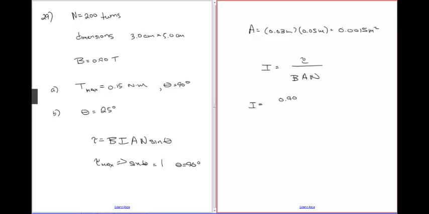The magnetic field is 0.90 Tesla. The torque is 0.15 Newton meters. The area is 0.0015 meters squared. The number of turns is 200. Because we have all the units in there, there's no prefixes or anything like that, we can just plug them in. So 0.15 divided by 0.9 divided by 0.0015 divided by 200.